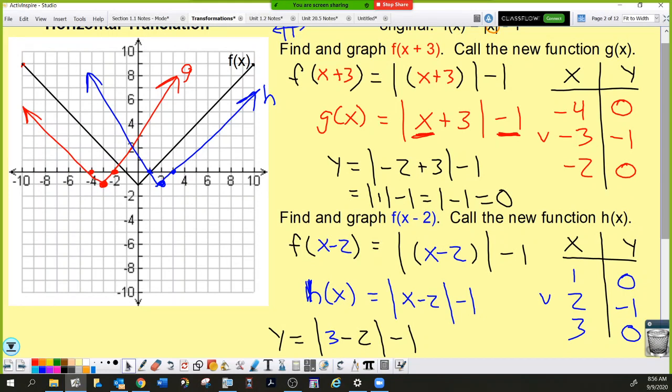If you plug in x equals -3 right here, where I'm at, you get -3 plus 3, which is 0, and 0 minus 1, which is -1. So you would end up with that vertex. And if you saw me plug in 2, I got a 0. So it's wild that adding 3 on the inside moved it left 3. But on the previous slide, adding 3 on the outside did move you up 3.